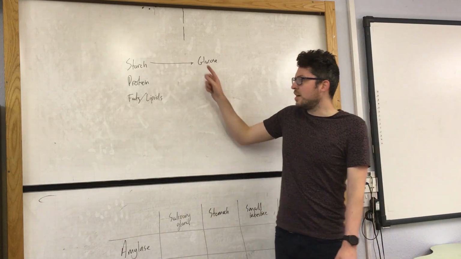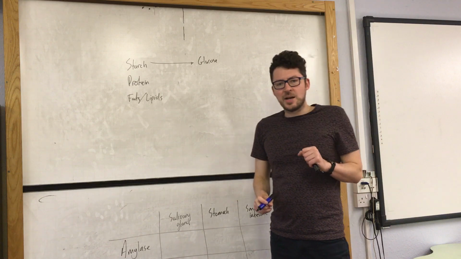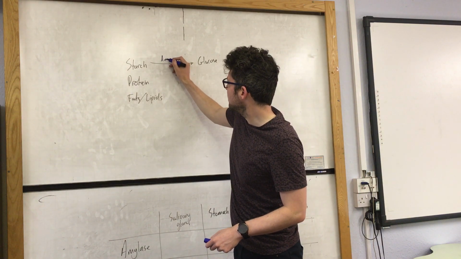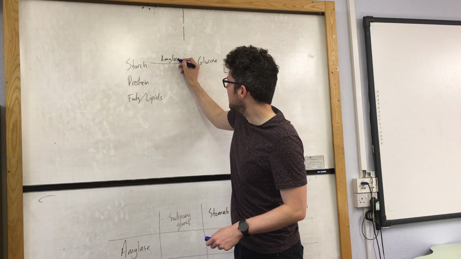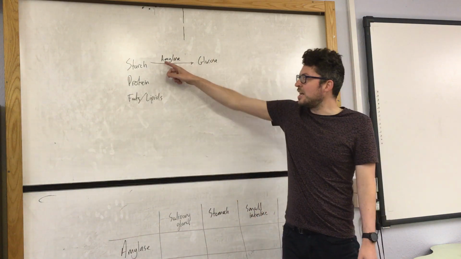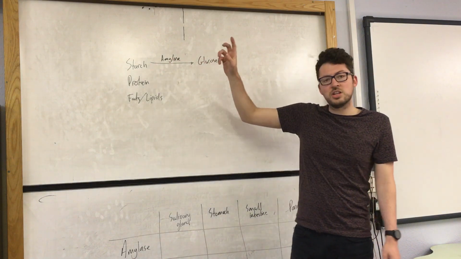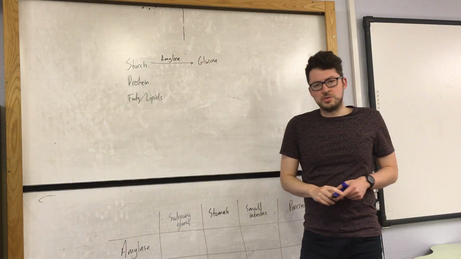Starch is broken down to form glucose, and the enzyme that does that is an enzyme called amylase. You could remember it as amylase, that's the way it's spelt. So that enzyme breaks down a long starch molecule into glucose.